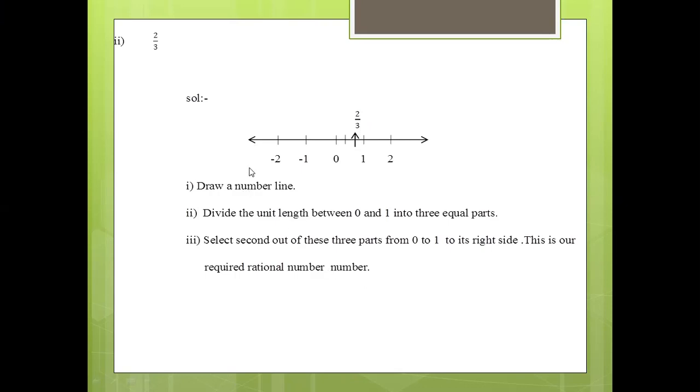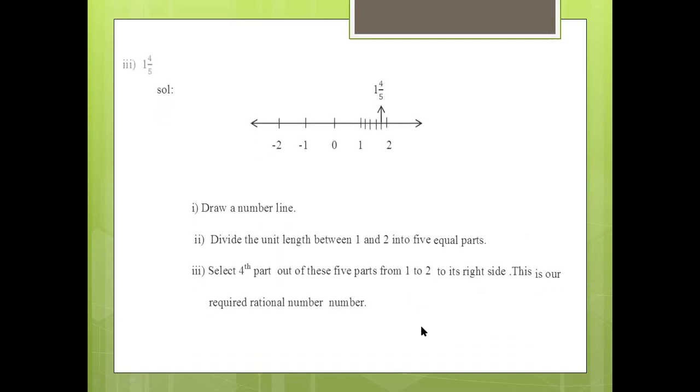And you also write these steps of construction. It will help you how to draw and how to construct a number line. Now come to the next part.